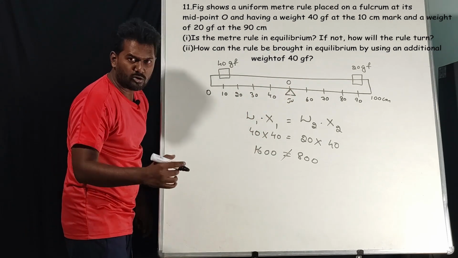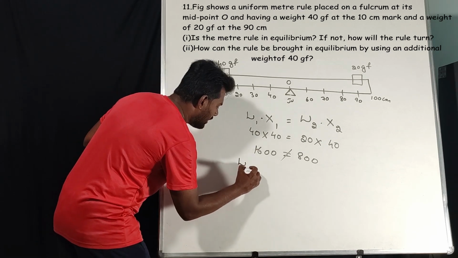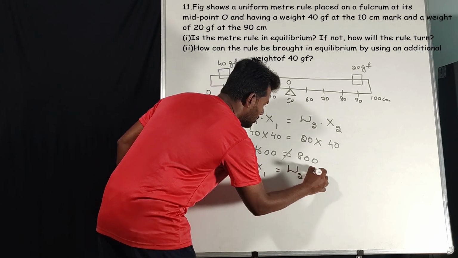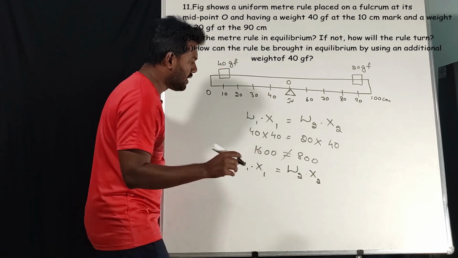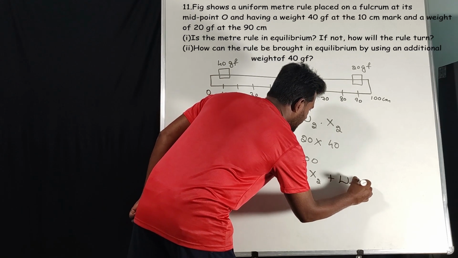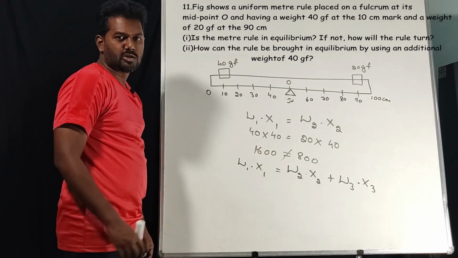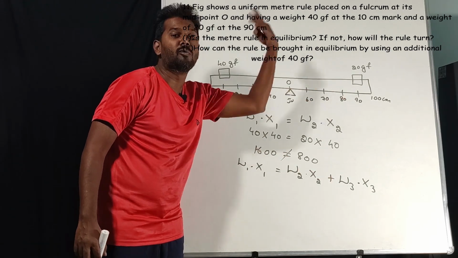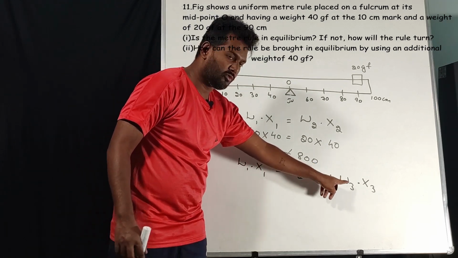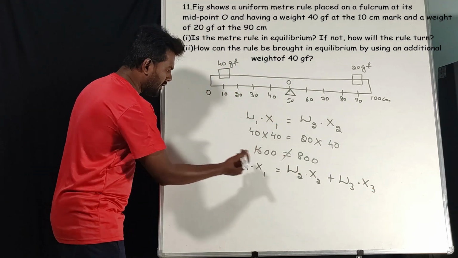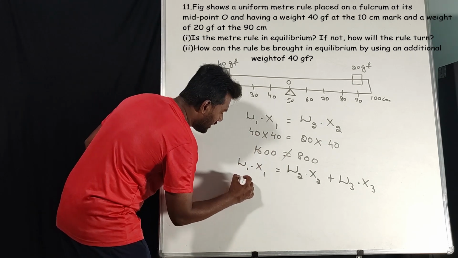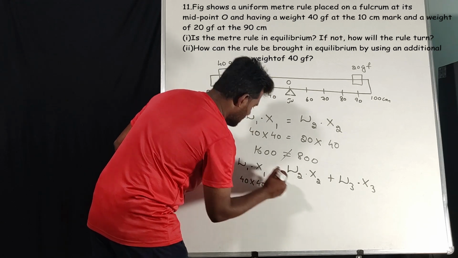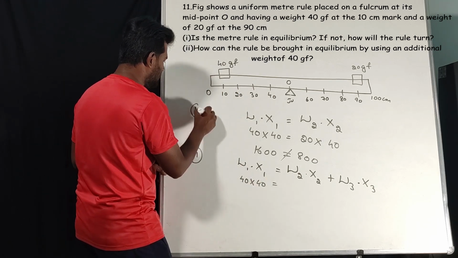So again, for the second question, I am going to write from the beginning. W1 into X1 is equal to W2 into X2. Now we have one more weight. We'll take it as W3 into X3. Why are we adding it? Because on this side we are adding one more weight, that is why I am adding. So both weight and distance should be there. Now listen, W1 and X1 we know, 40 into 40, plus W2 into X2. This is for the second one, this is for the first one.